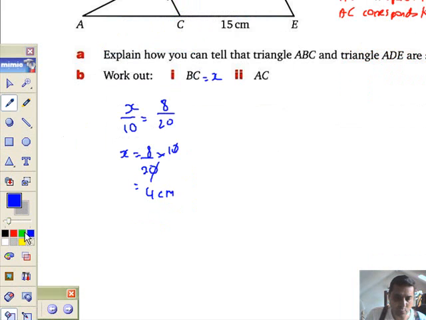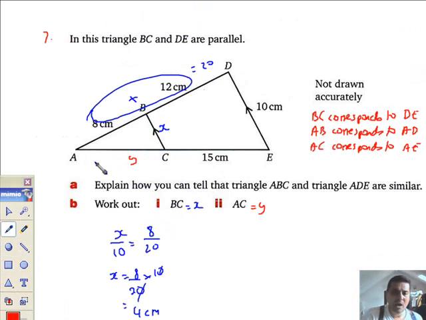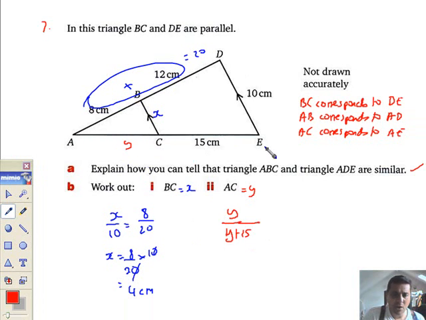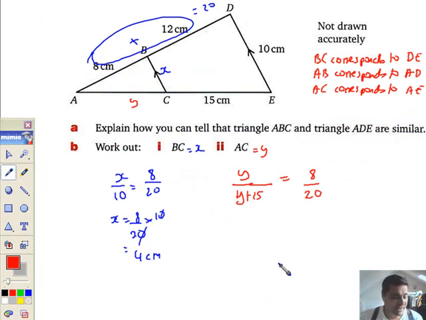And AC is this mystery length here. We'll call that Y. We're working in red, so that's going to be Y. Okay, what have I got? I've got little over big. I said AC corresponds to AE, so here I go. Y over Y plus 15, well, Y plus 15 is better, isn't it? So little over big equals little 8 over big 20. Bit of a pain this. It's the first of its kind, but it is question 7, working towards the end of the grade B stuff.